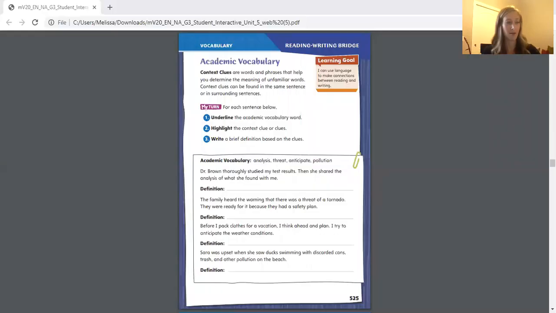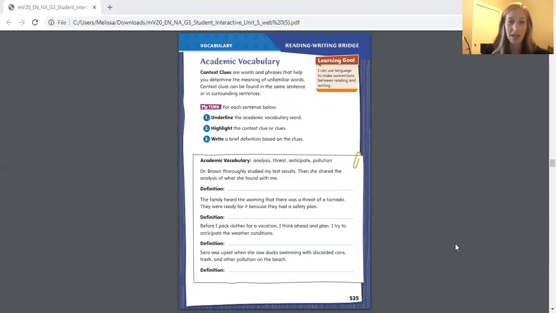Good morning, third graders. Today is Wednesday, May 6th, 2020. We have a couple of pages we'll be working on today, page 525, 526, 529, and page 530. Let's go ahead and get started with our academic vocabulary work on page 525.